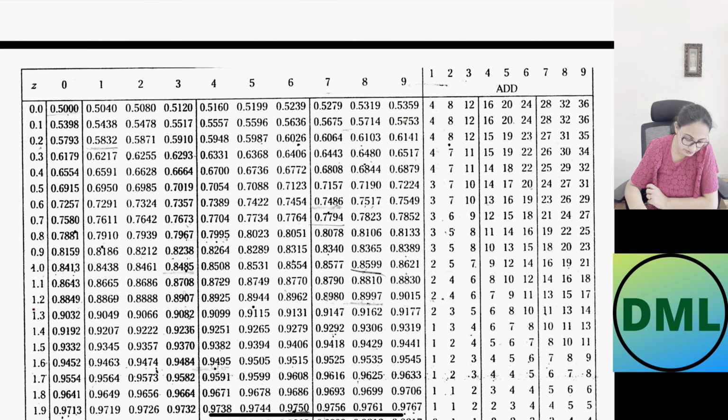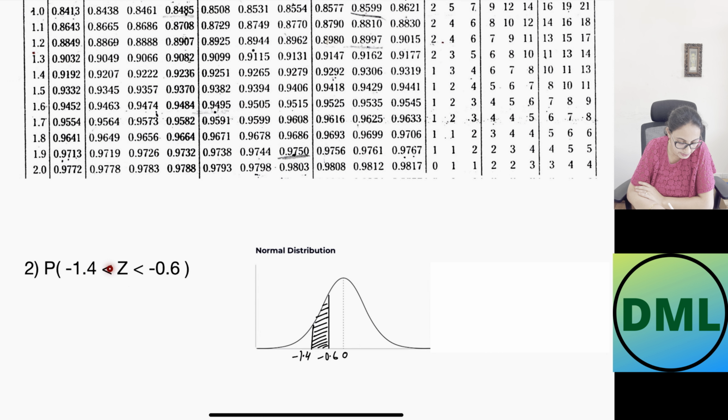Let's see the next question here. Probability of Z greater than negative 1.4 and less than negative 0.6. Negative 0.6 is bigger than negative 1.4. All the values are negative here. My value will lie here, negative 0.6 here, negative 1.4 here. I need to calculate the answer in between them. This will be written as probability of Z less than negative 0.6 minus probability of Z less than negative 1.4.